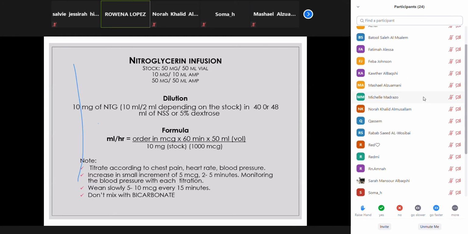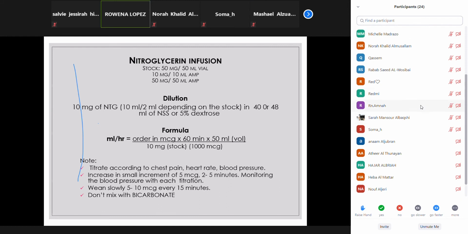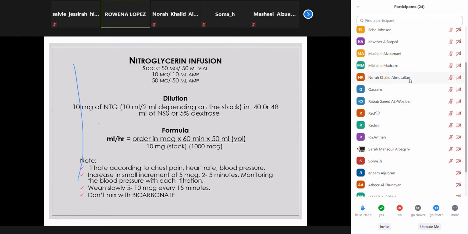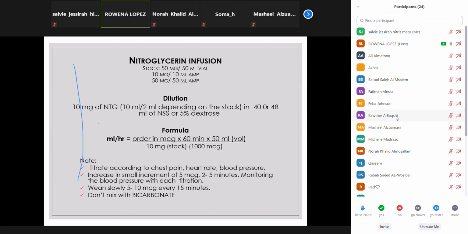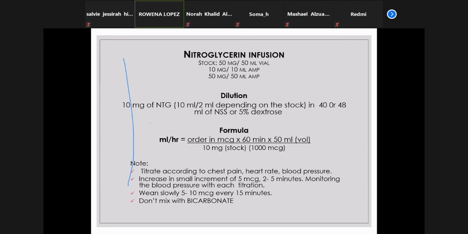So we will go for nitroglycerin infusion, or the so-called Tridil. It's very important, especially if your patient is having pulmonary edema, heart failure, and also increased blood pressure. So the stock is different. We have different stocks. So as a nurse, you have to double check regarding this medication.